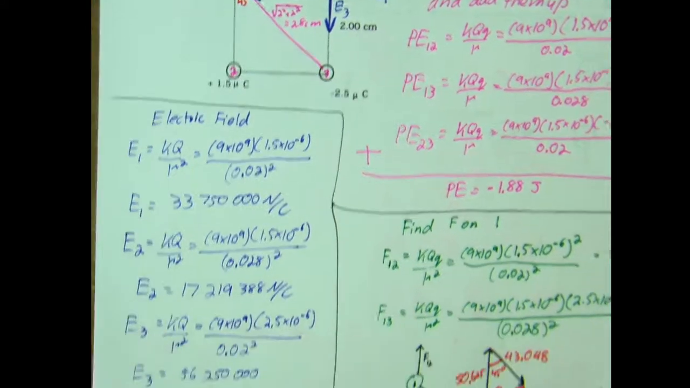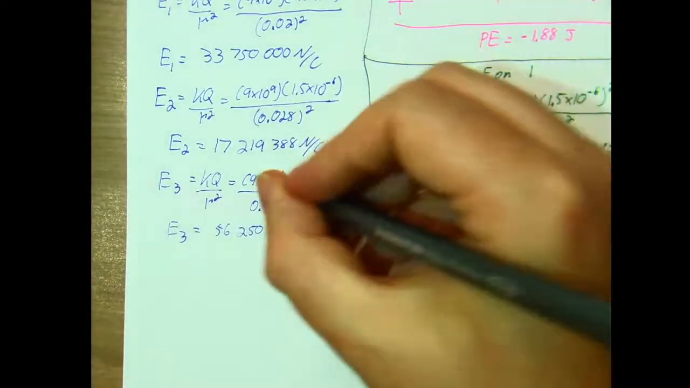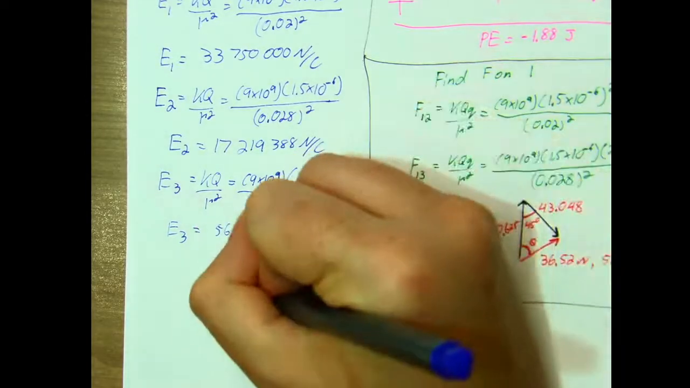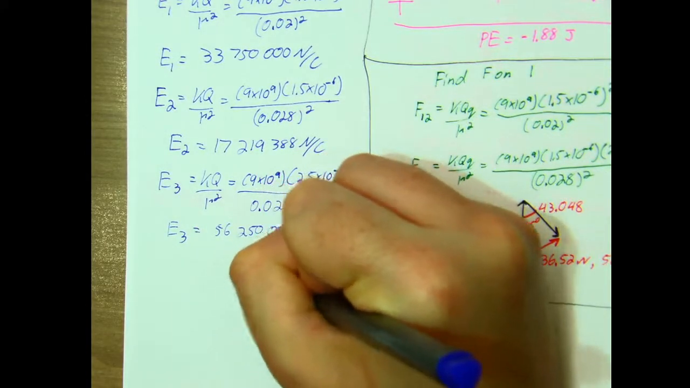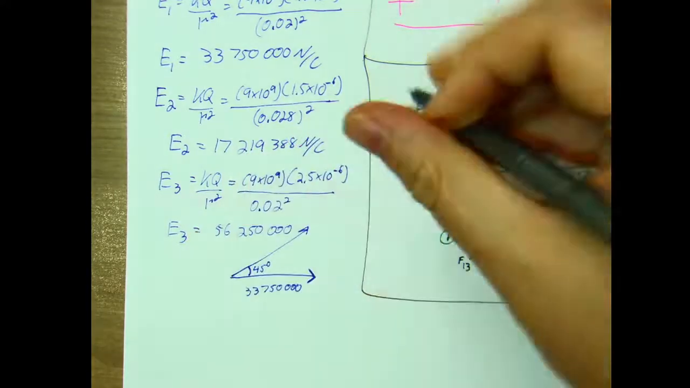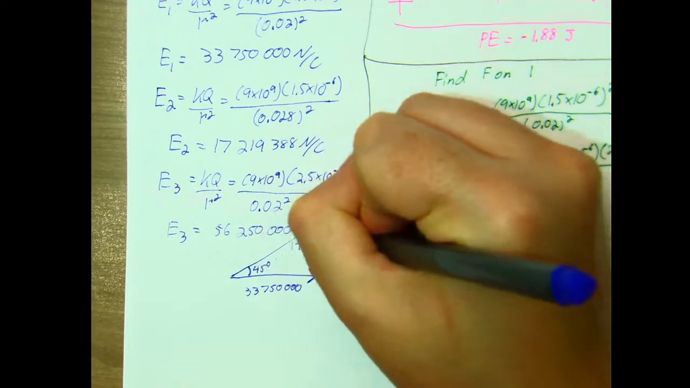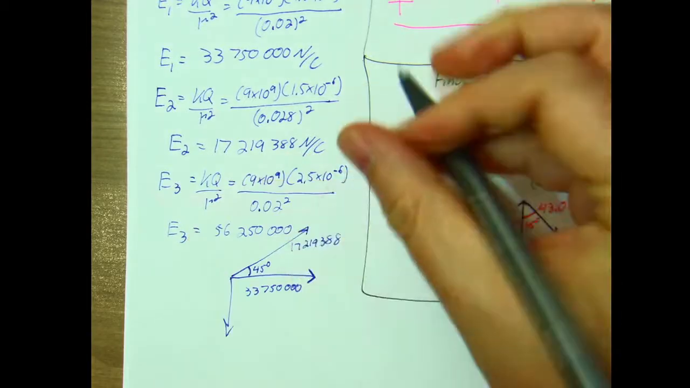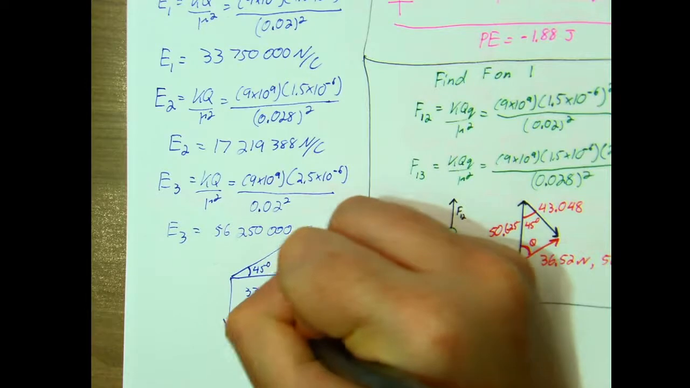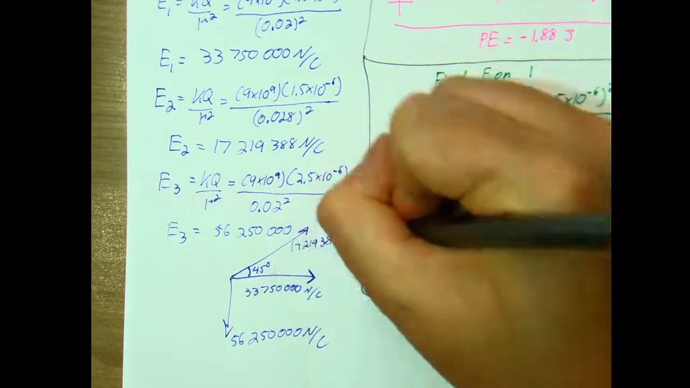So what we've got to do now is add these things together. I'm just going to redraw it down here so we can see it. We've got one going this way, this is 33,750,000. We've got one going this way, this is 45 degrees here, and this one is 17,219,388. And we've got one going straight down, 56,250,000 newtons per coulomb. And I'll put newtons per coulomb on all of them.